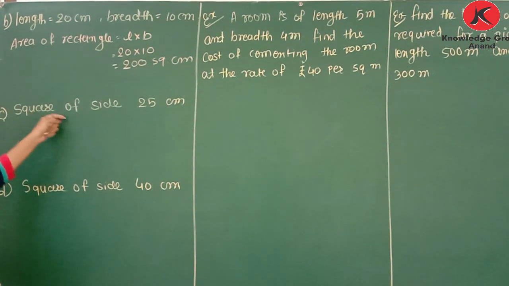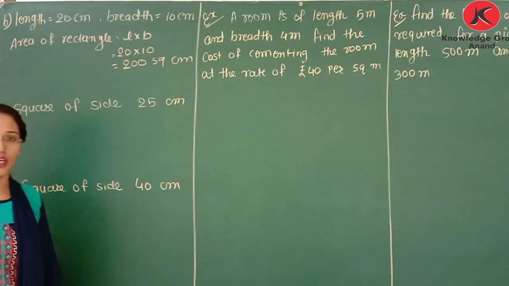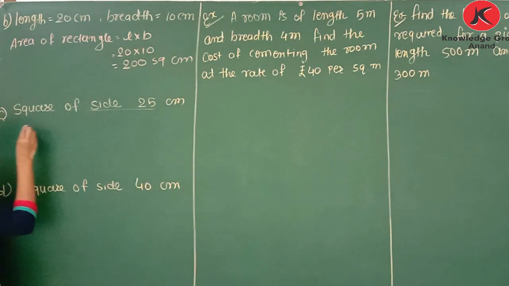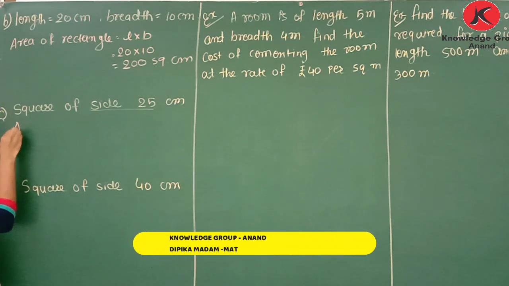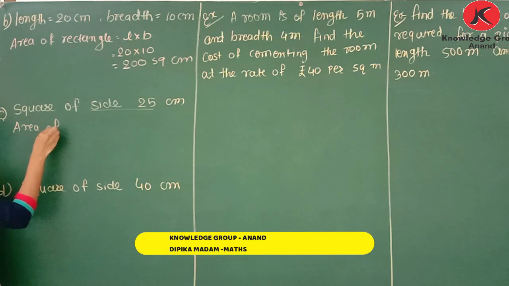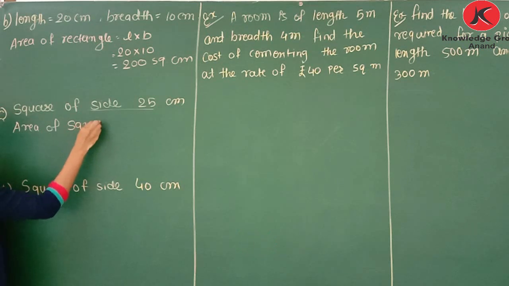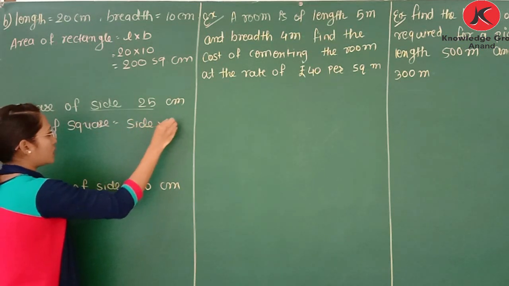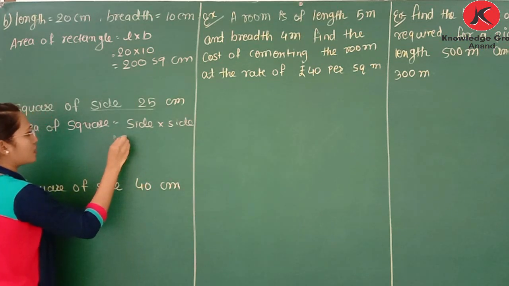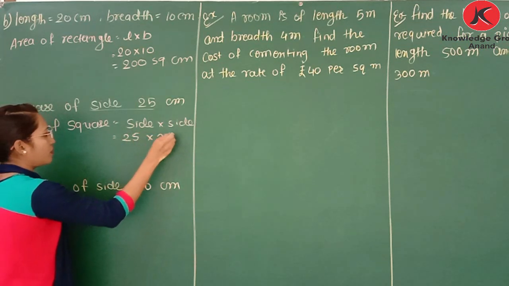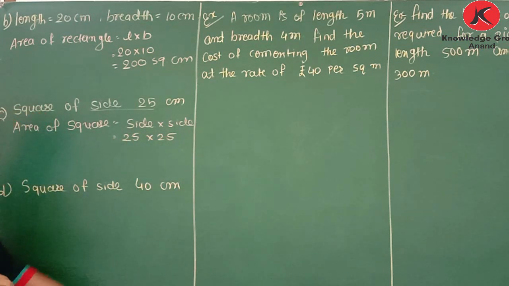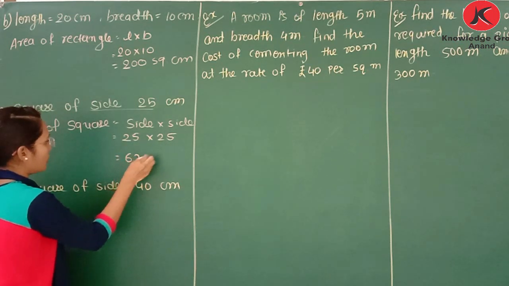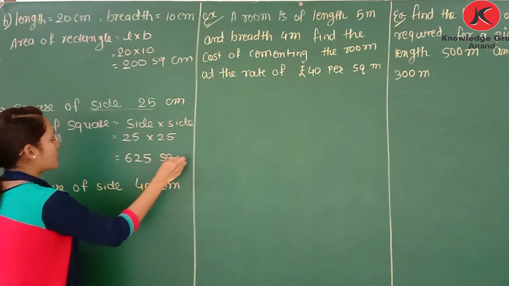Next one, square of side 25 centimeter. Here you need to find area of square whose side is 25 centimeter. So area of square is equal to side multiply side. Equation is side multiply side. 25 multiply 25. If you perform multiplication of 25 with 25, you will get 625 square centimeter.